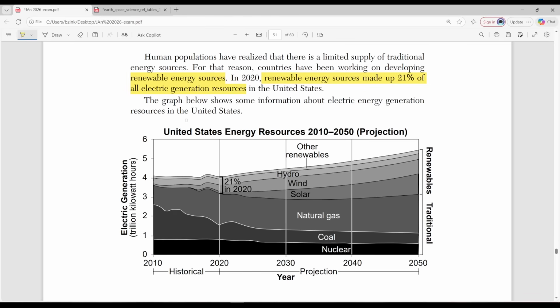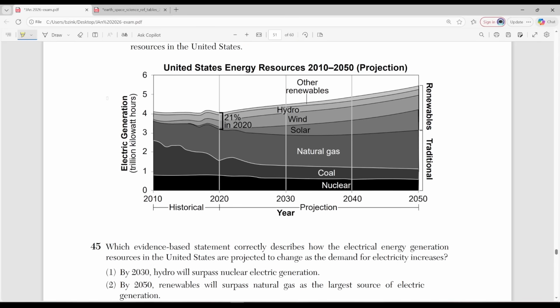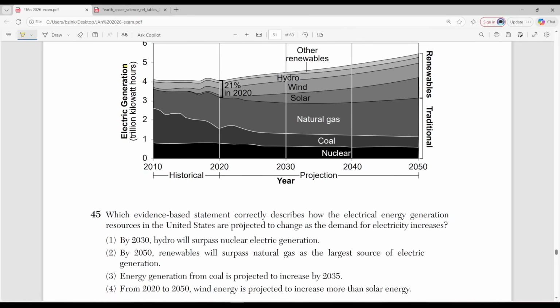21%. Great. The graph below shows information about electric energy generation resources in the United States. Okay. We're producing electricity. Renewables produce a lot of electricity. And it looks like they're going to need more electric. Which evidence-based statement correctly describes how the electrical energy generation resources are projected to change? By 2030, hydro will surpass nuclear?